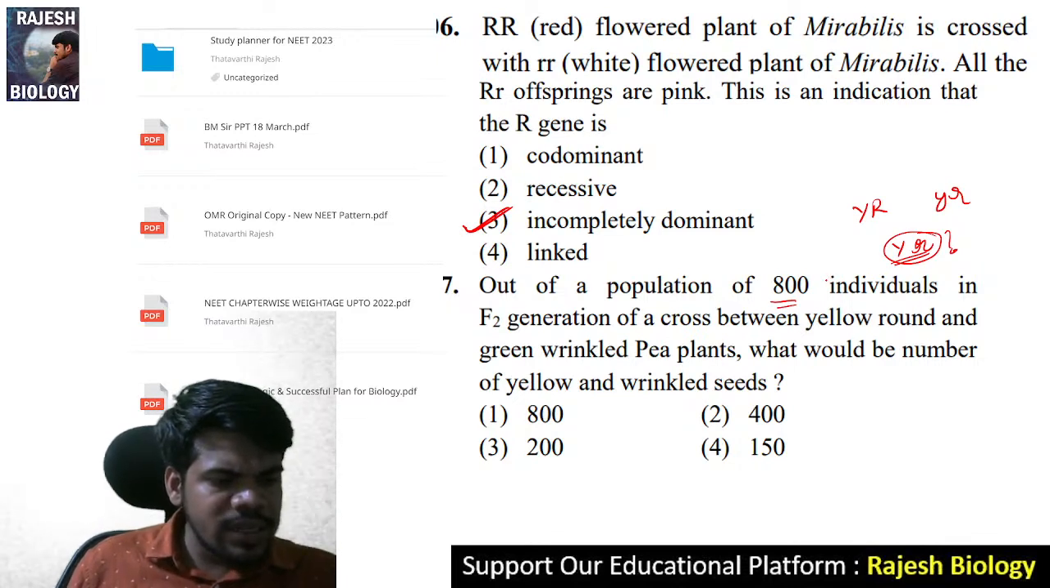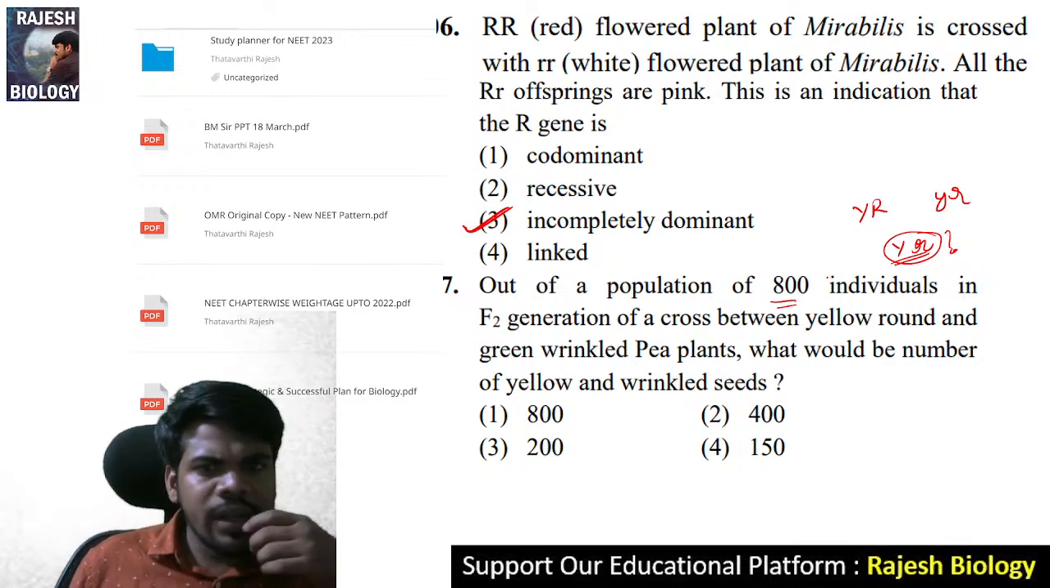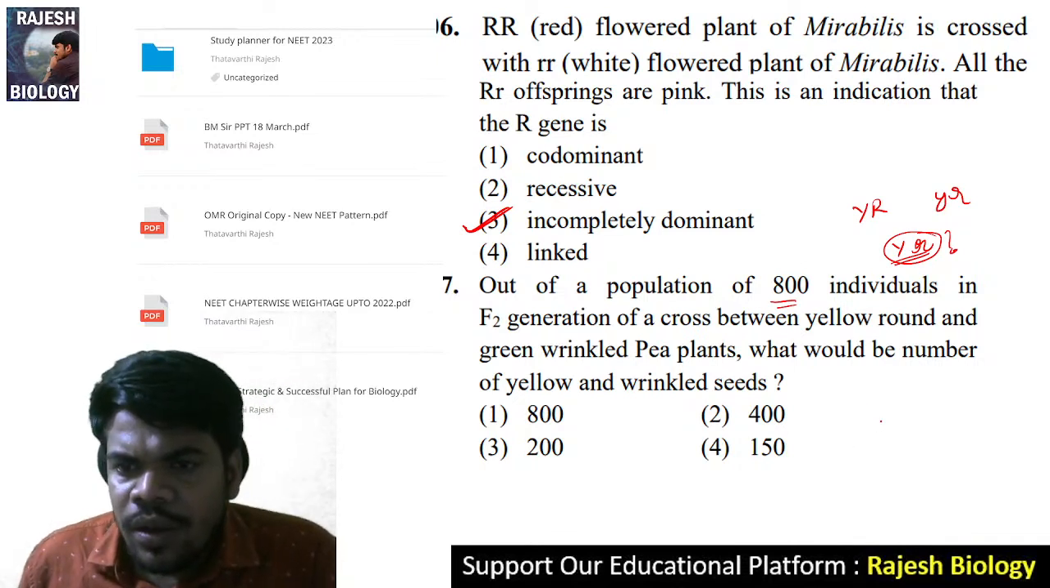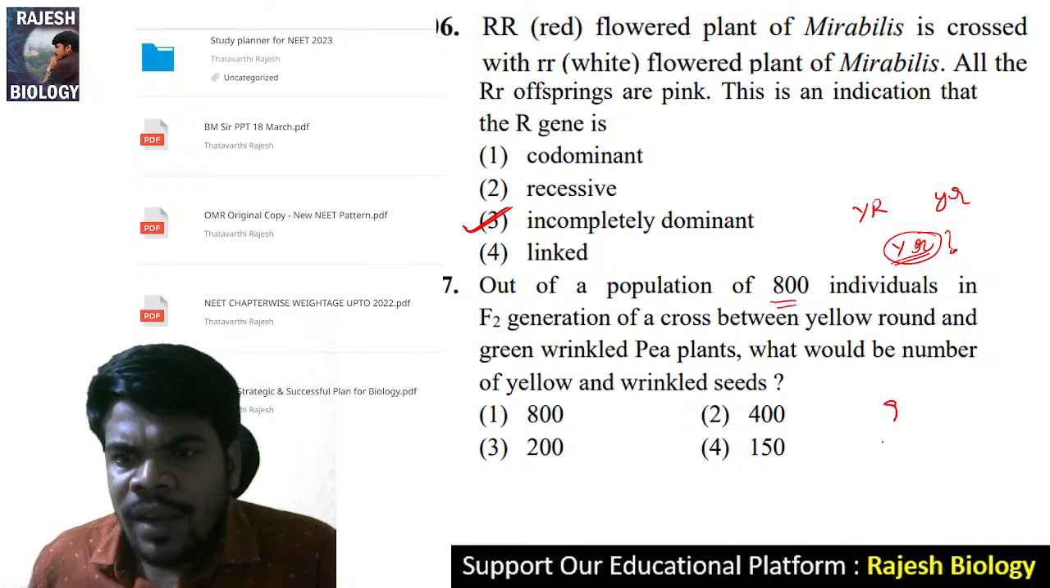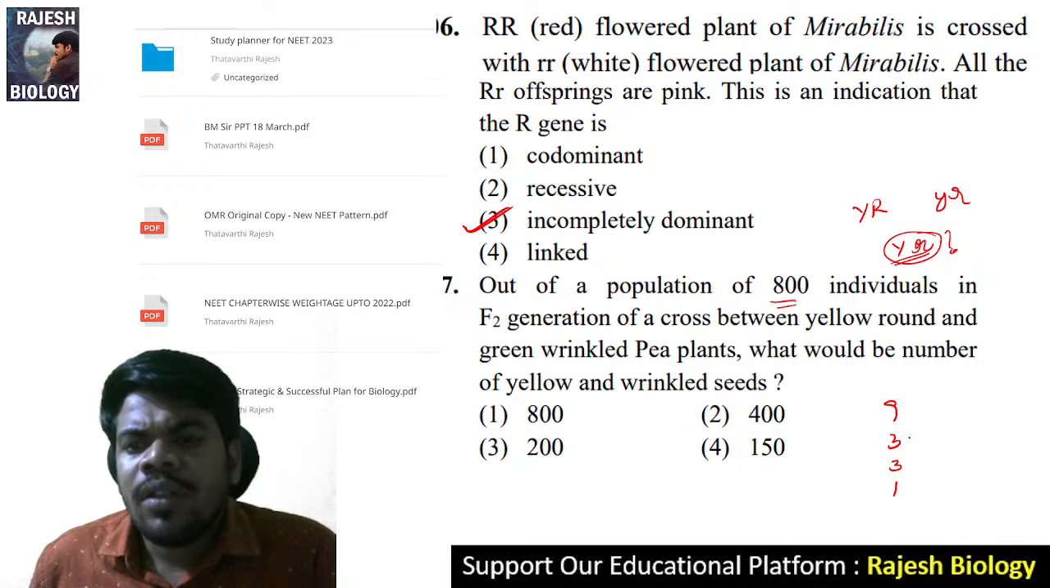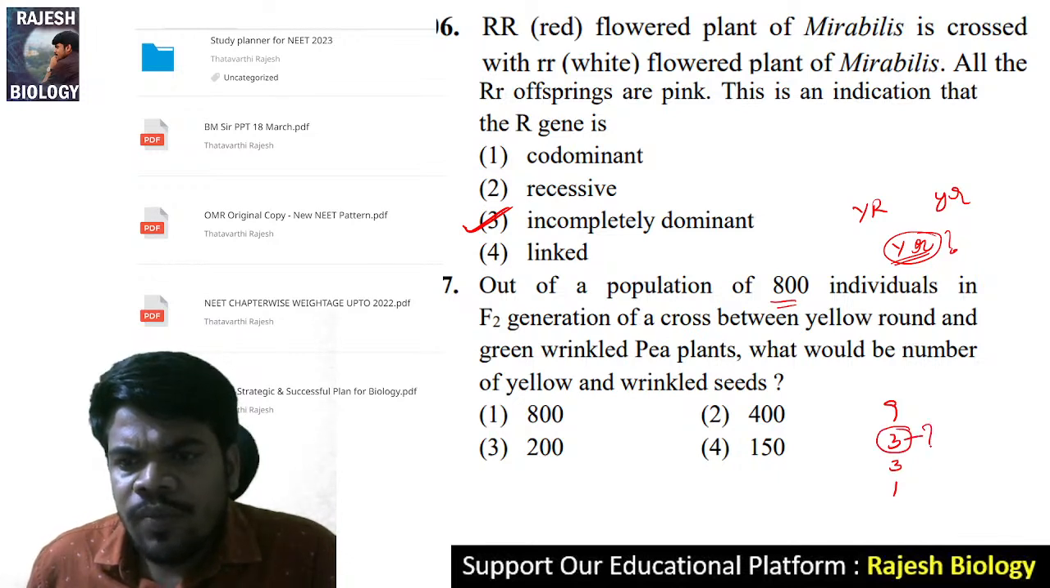Can you guess what it is? Yellow wrinkled. Seventh question. You can simply calculate this. Yellow round 9, yellow wrinkled 3, green round 3 and green wrinkled 1. They are asking about these 3.